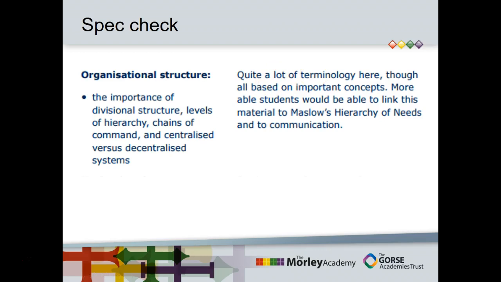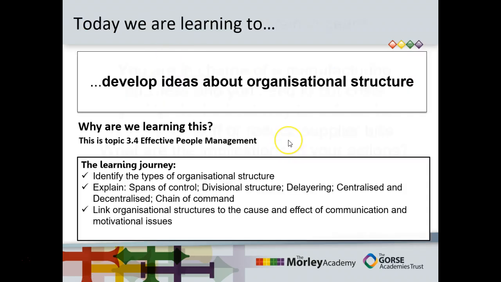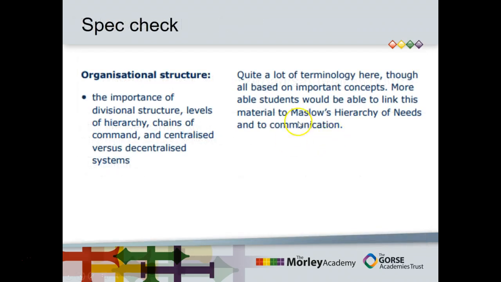Now the key thing to bear in mind here is that organisational structure links with communication, and Maslow's hierarchy of needs and motivation. If you are doing a bit of 3.4 revision, don't revise one topic on its own. Organisation links to motivation, links to communication, and vice versa. You can't look at these individually, and the questions when they're asked are likely to expect you to bring in answers from other areas within 3.4. So make sure that when studying 3.4, you study it all together.